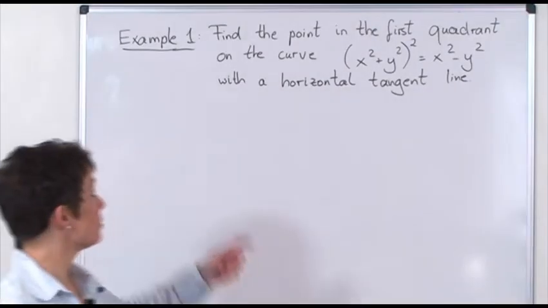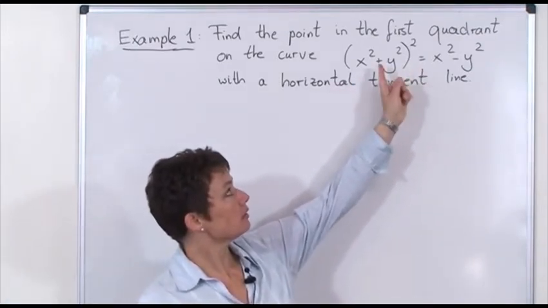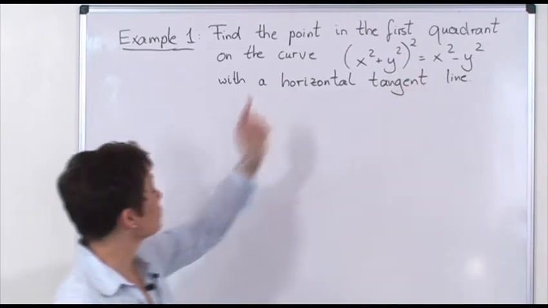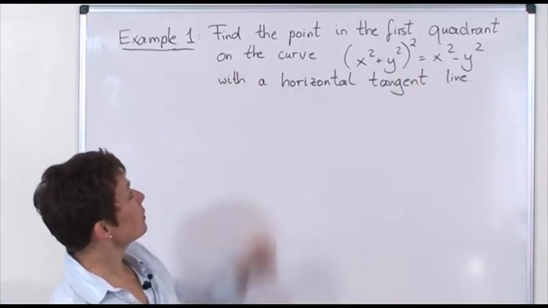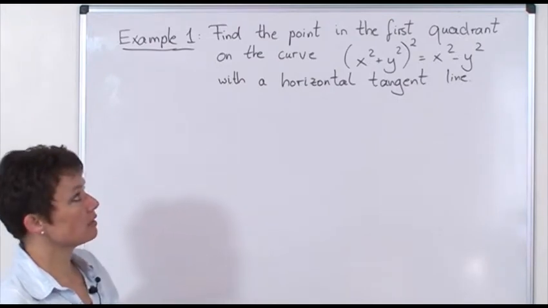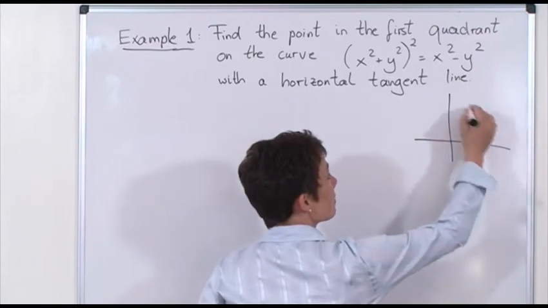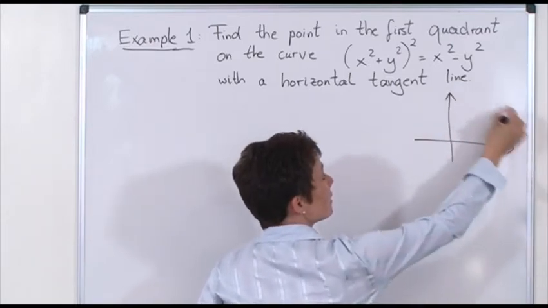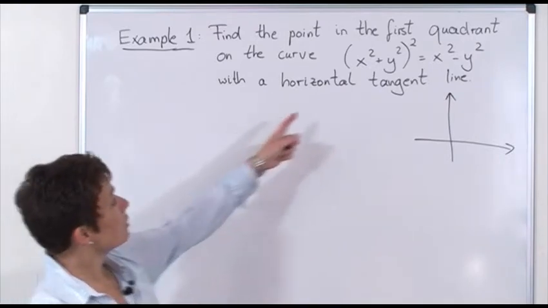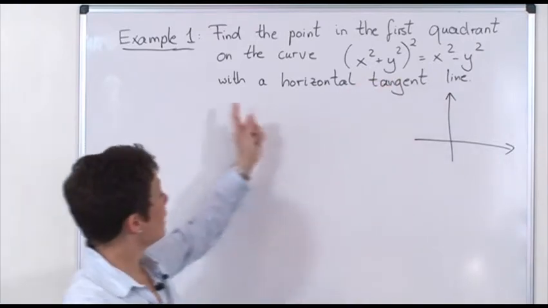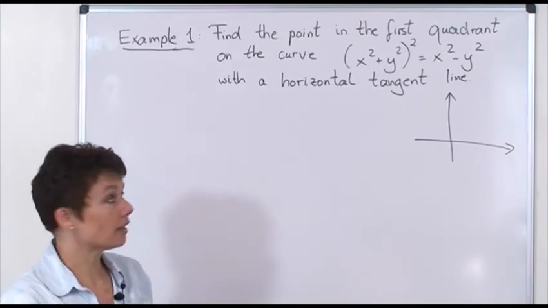In this first example, we are looking at the curve with this equation. The problem we are asked to do is to find the point in the first quadrant. The first quadrant in the xy plane is this area here, with positive x and positive y coordinate. And we're looking for the point on this curve which has a horizontal tangent line.